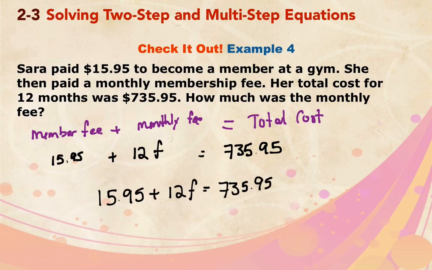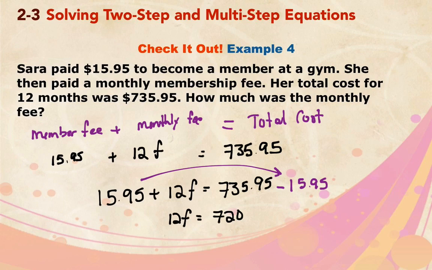735.95. So what I'm going to do is take this 15.95 over here to my right, get all my numbers on my right, my variable term stays, make this a minus 15.95. So I've got 12F equals, get a little help here from my calculator, 735.95 minus 15.95, and I get $720. So that's how much money she's actually paid in just the monthly fees in 12 months total.